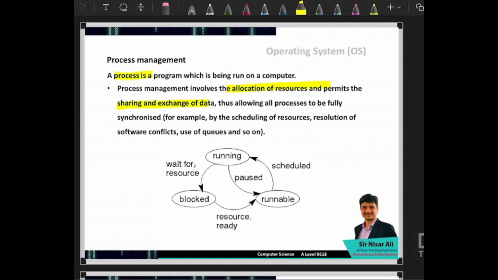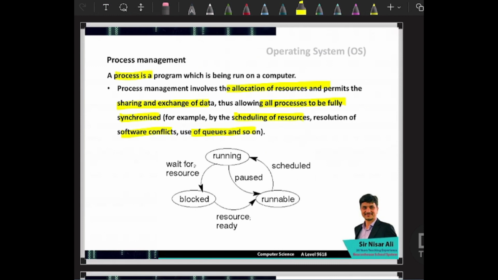So when a program is loaded into the RAM, it is now active and it gets CPU time, and it will also be allocated various resources, input and output resources. So allowing all processes to be fully synchronized means scheduling of the resources, resolution of software conflicts and use of queues and so on.